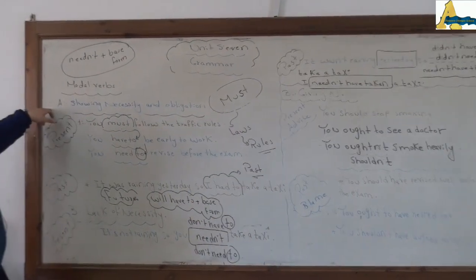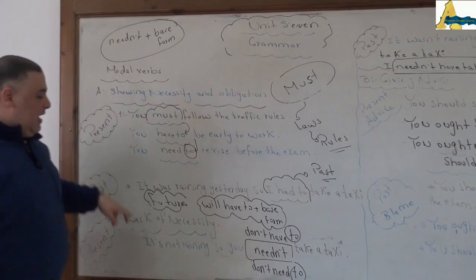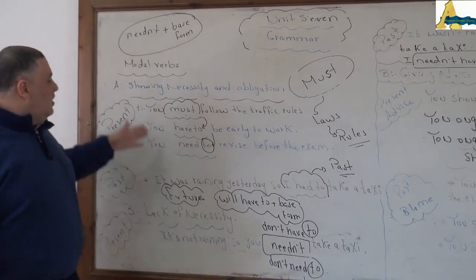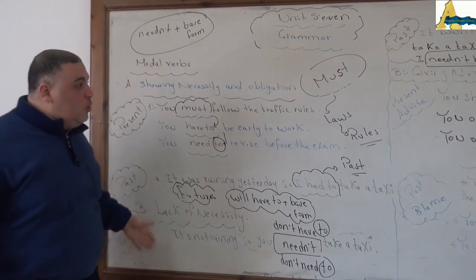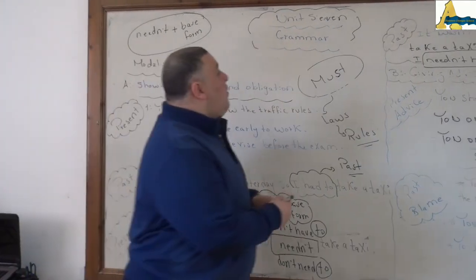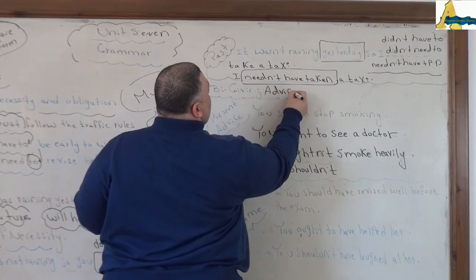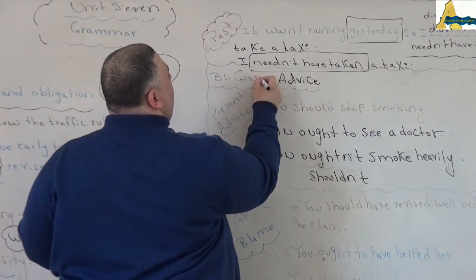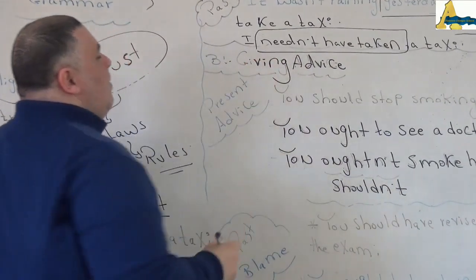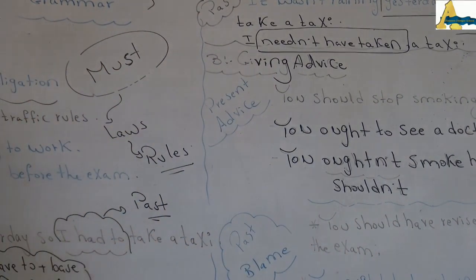Now, after I talked about showing necessity and obligation and showing lack of necessity, and I talked about the present and the past and the future part of them, let's have another use of the modal verb, which is what we call giving advice. This is what we call giving advice. What do I mean by giving advice here?